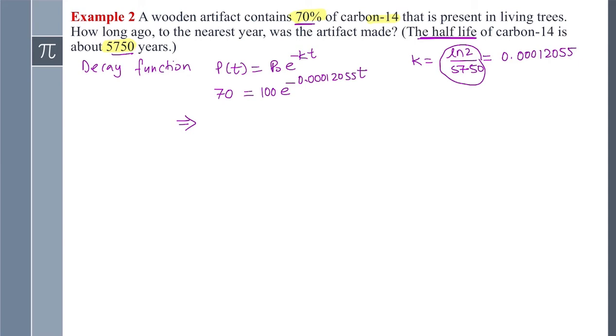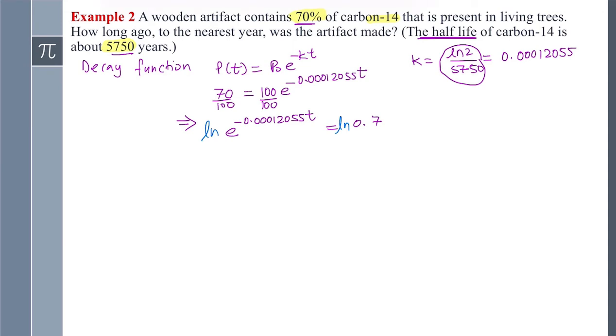Now we are trying to solve for t, which gives us the age of that artifact. So we divide by 100 on both sides. That gives us, let's write that exponential part on the left hand side, e to the negative 0.0001255t equals 0.7. Now we'll take the natural log on both sides.